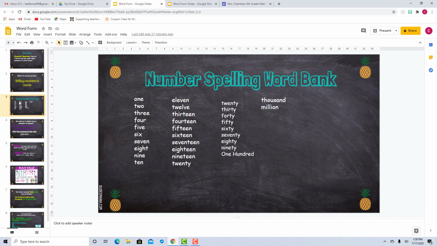You have a spelling word bank. In your spelling word bank, you have the numbers from 1 to 20 written out in words. Then you have 20, 30, 40, 50, 60, 70, 80, 90 to 100 written in the third column. And then you have thousand and million. Now there are more words for numbers. However, in fourth grade, you only need to know to the millions place. So that's why it stops.